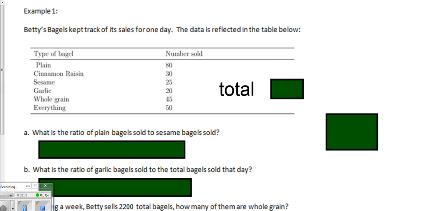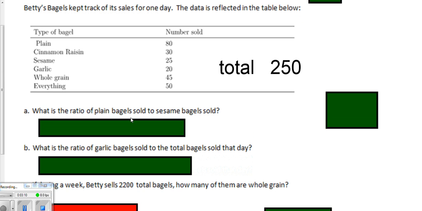So let's use some of these ideas or techniques to solve example 1 here. Betty's Bagels, I guess that's a shop. She kept track of its sales for 1 day. The data is reflected in this table below. The type of bagel that was sold is given over here: plain bagels, cinnamon raisin, sesame, garlic, whole grain, everything, and the number of each of them sold: 80, 30, 25, 20, 45, 50. If we add up all of these numbers sold, we'd get the total number sold for that day, which would come out to 250. So she sold 250 bagels in that 1 day.